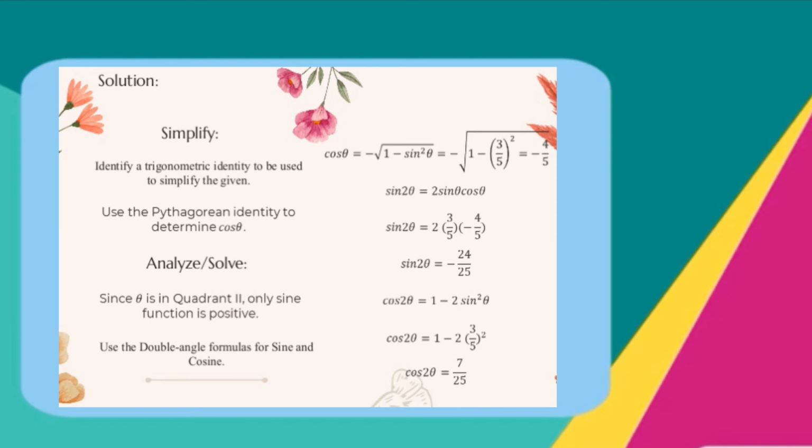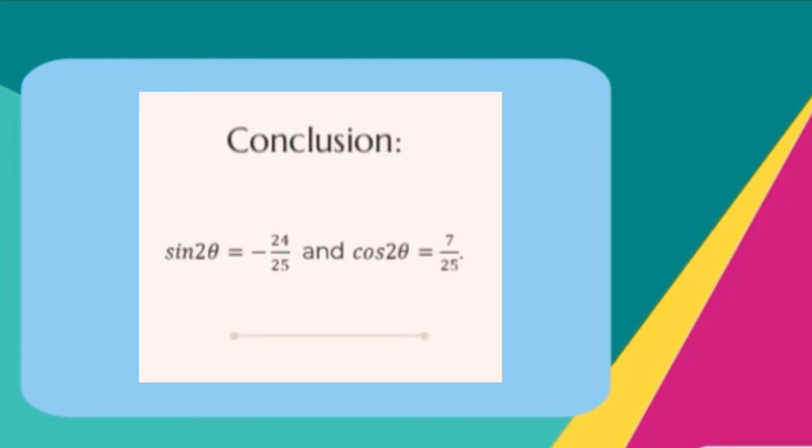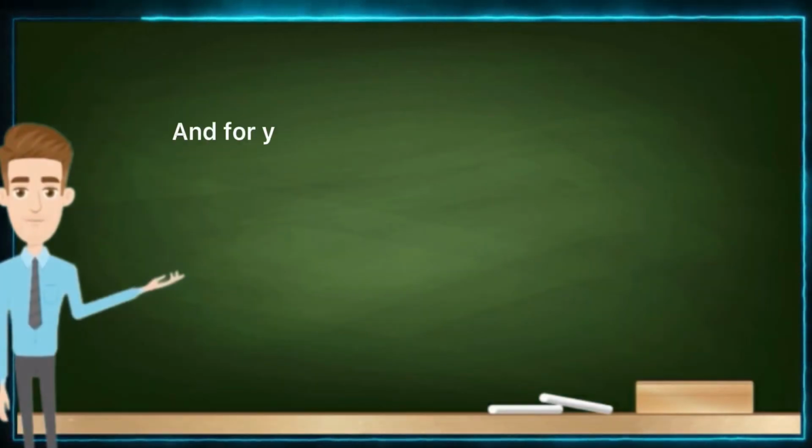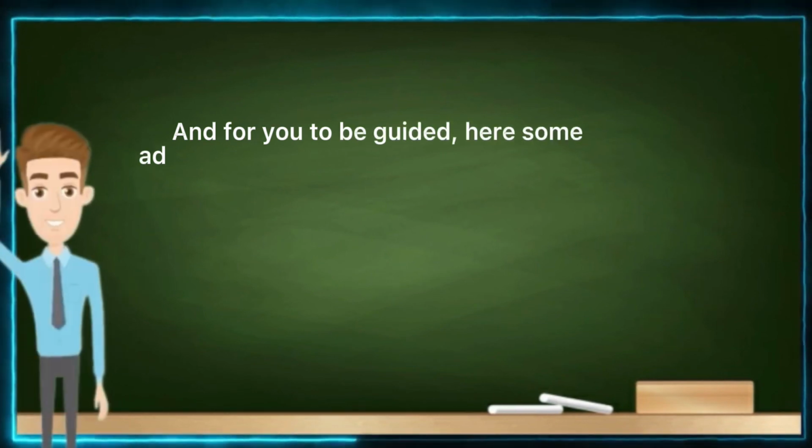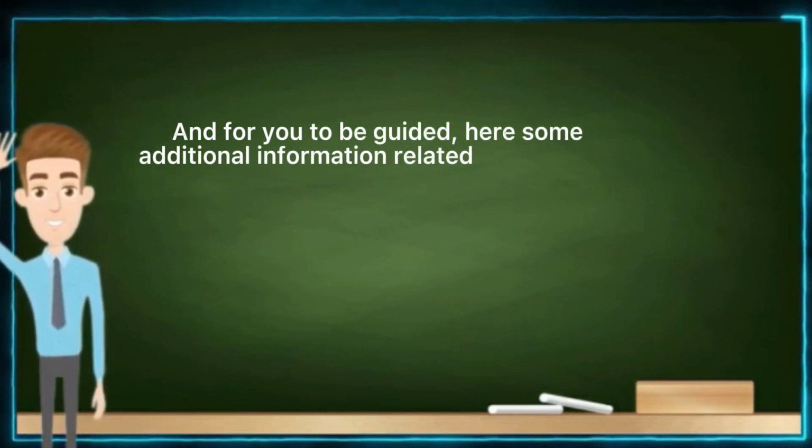Sine 2 theta is equal to 2 sine theta cosine theta. Then sine 2 theta will be equal to 2 times 3 over 5 times negative 4 over 5. Then sine 2 theta is equal to negative 24 over 25. Conclusion. Sine 2 theta is equal to negative 24 over 25 and cosine 2 theta is equal to 7 over 25. And for you to be guided, here's some additional information related to the topic.